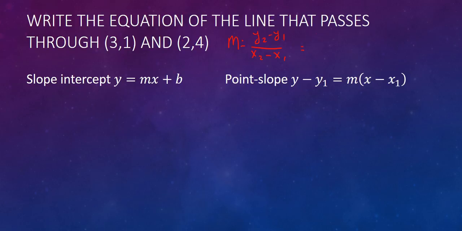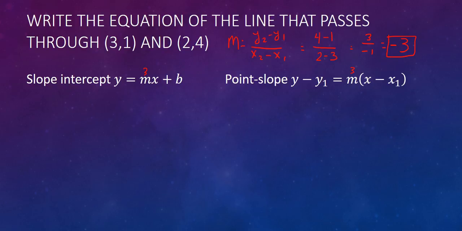So y's go on top, so I'm going to do 4 minus 1 over 2 minus 3 for the x's. So if you notice, I went right to left both times. So 4 minus 1 is 3, and 2 minus 3 is negative 1. So 3 divided by negative 1 is negative 3. So now that I have my slope, I can use that in both of these equations to get my equation.